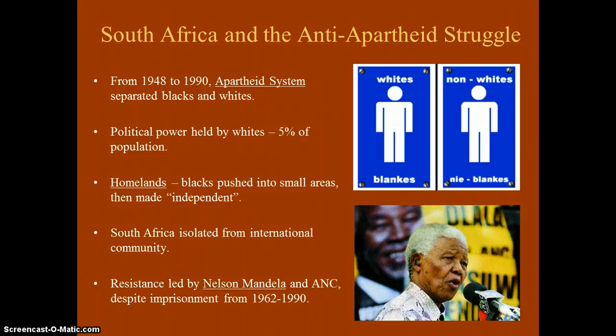South Africa was isolated from the international community because of the apartheid. The international community didn't have a whole lot to do with South Africa. And the resistance was led by Nelson Mandela and the ANC, despite his imprisonment from 1962 to 1990.